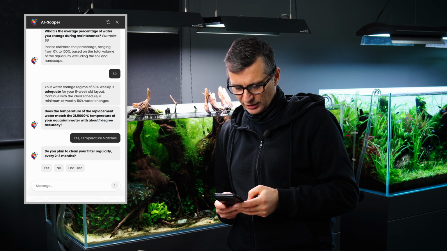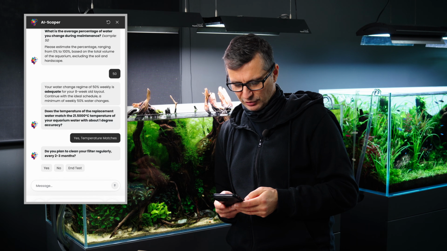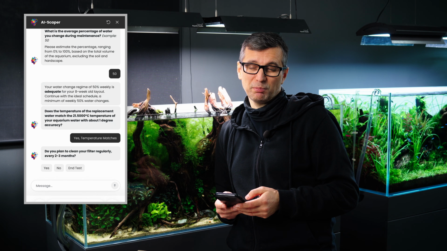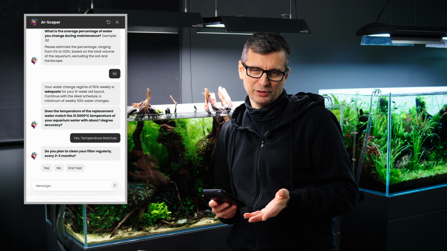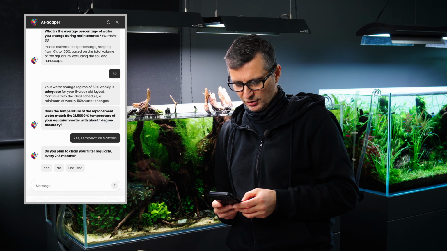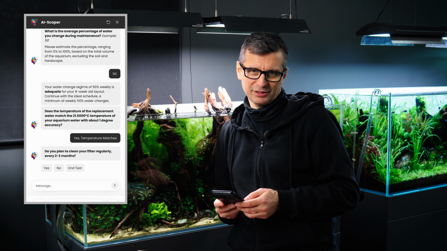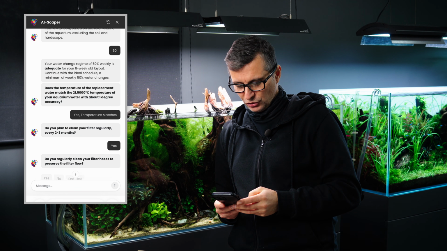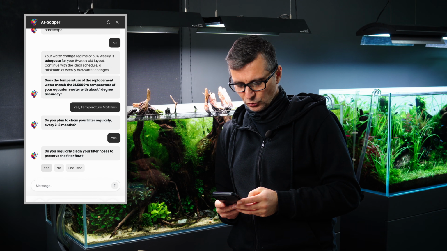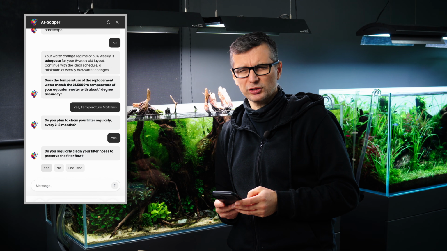Do you plan to clean your filter regularly every 2-3 months? And it's asking me if I plan it because the system is new. So let's just not penalize ourselves and say yes, we plan to do that. Do you regularly clean the filter hoses to preserve filter flow? This is important and we do it.